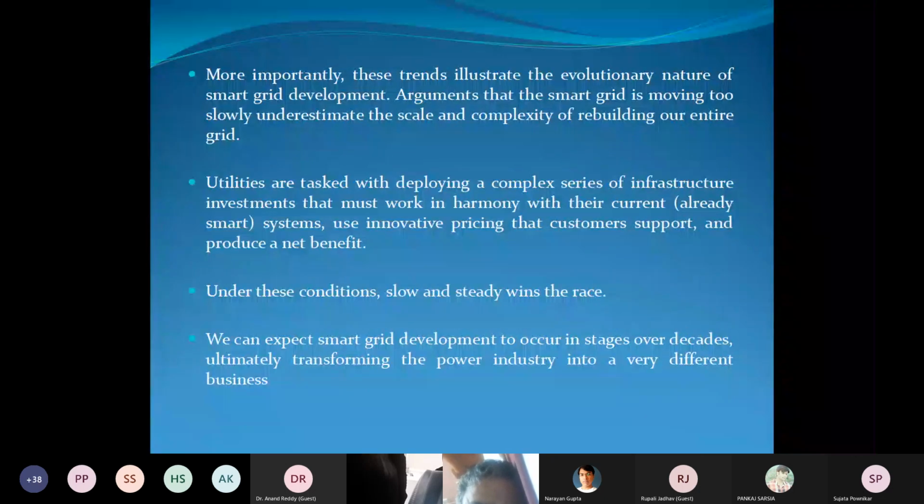Is it all, sir? Thank you slide होगा ज़्यादा ज़्यादा.